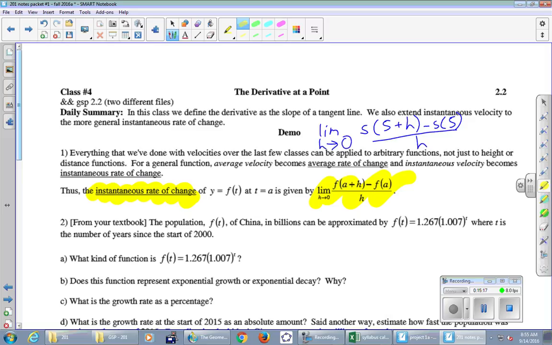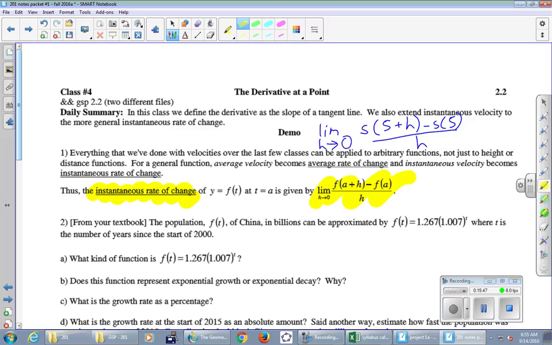And so we're going to see an example now of an instantaneous rate of change that has nothing to do with movement or falling or anything like that. So let's try number 2 from your textbook. The population f of t of China in billions of people can be approximated by f of t equals 1.267 times 1.007 to the t, where t is the number of years since the start of 2000. So the output of this function is population, billions of people, okay?